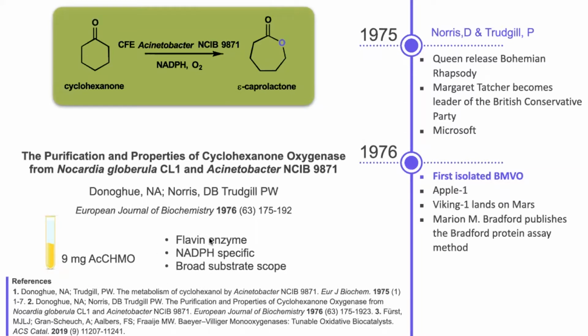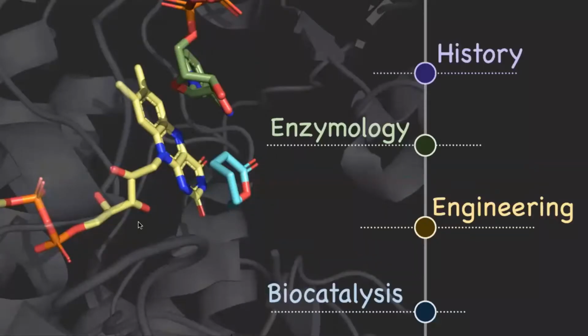Especially because of the broad substrate scope and this very attractive reaction, the Baeyer-Villiger reaction in a much more friendly way, this started a chain reaction of many groups investigating this enzyme, discovering other variants of Baeyer-Villiger monooxygenases, and also trying to understand how these enzymes work. So this is the start of our story. In the next part of the presentation, we will dive into the enzymology, the engineering, and the biocatalysis of these very fascinating enzymes.